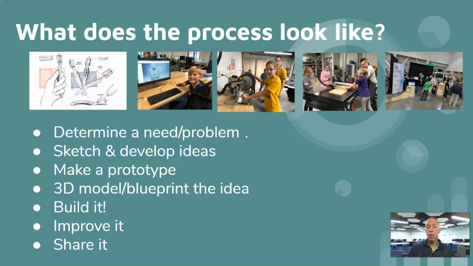And then we eventually get to the point where we develop our ideas. We'll learn proper ways of sketching these products, these ideas, and developing them a little bit further. And then we eventually will start making a prototype. Usually we do that out of cardboard. We call them rough, ugly cardboard prototypes and make a physical model of it. Then we use that to get us to the point of 3D modeling.